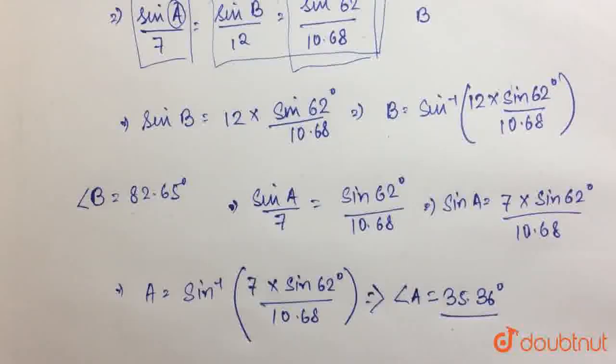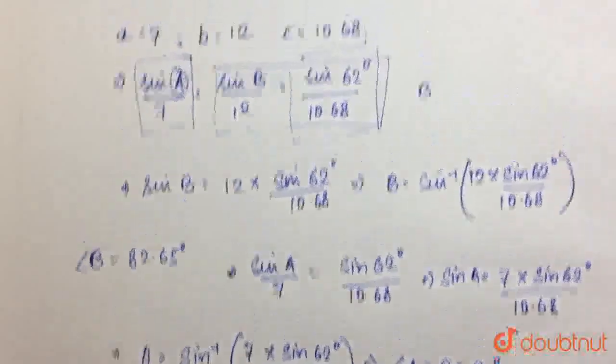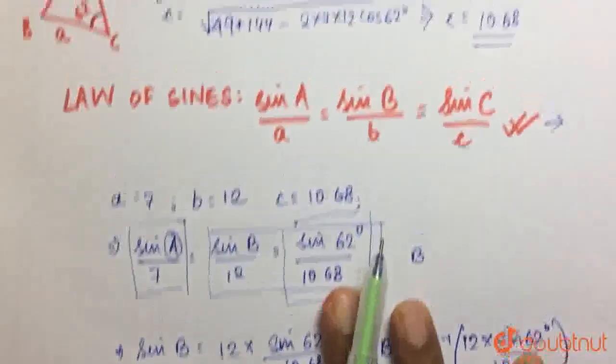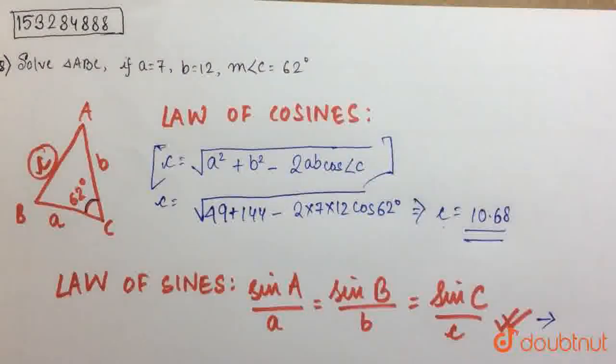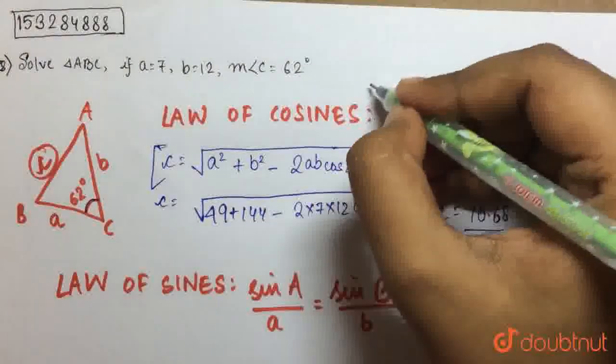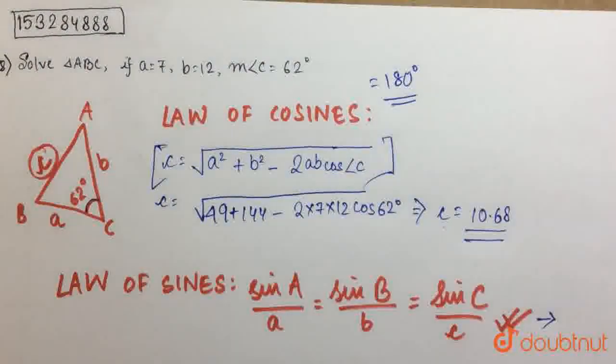Now if you want to check whether your sum is correct or not, you can do one thing. You can add up all the three angles, that is angle A, angle B and whatever is given as angle C, that is 62 degree. When you add all the three, you will see that the value will be equal to 180 degree, which is correct for the sum of the angles in a triangle, right. So that gives you the solution of the triangle ABC.